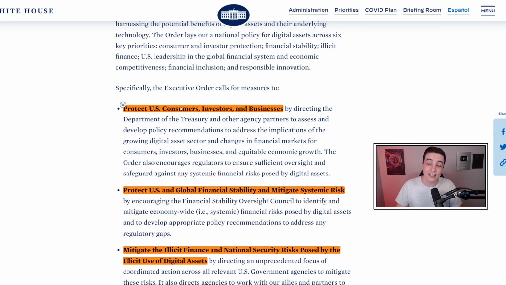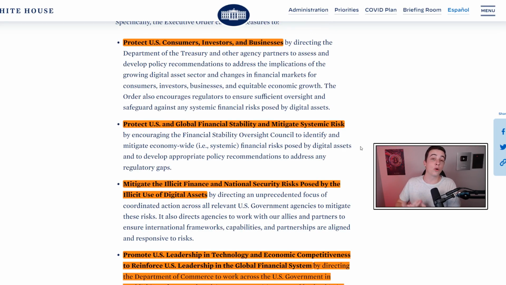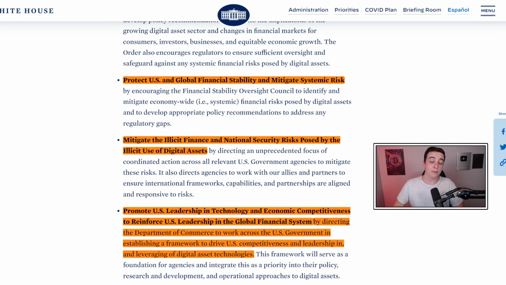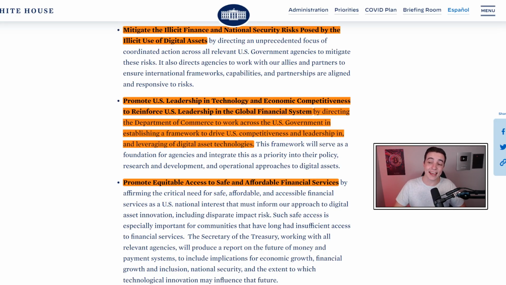covering the goals within this executive order, because a lot of the strategies and descriptions that are in here are very vague. But anyway, getting into it now, the executive order calls for measures to protect US consumers, investors, and businesses. It also aims to protect US and global financial stability and mitigate systemic risk. It also aims to mitigate the illicit finance and national security risks posed by the illicit use of digital assets, and to promote US leadership in technology and economic competitiveness to reinforce US leadership in the global financial system. And they're going to do this by directing the Department of Commerce to work across the US government in establishing a framework to drive US competitiveness and leadership in and leveraging of digital asset technologies.